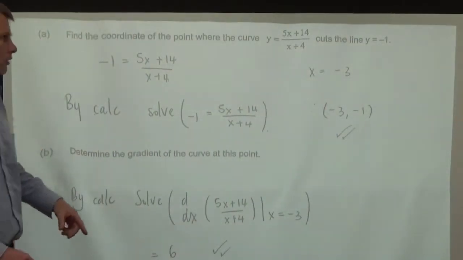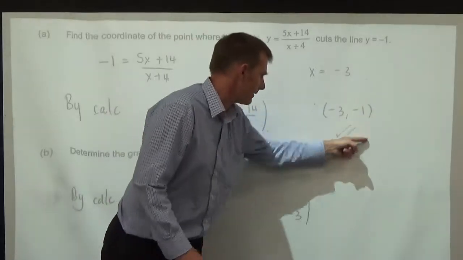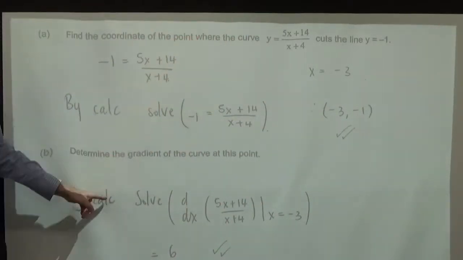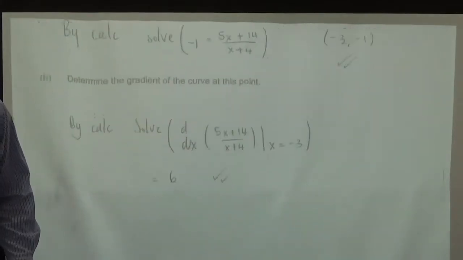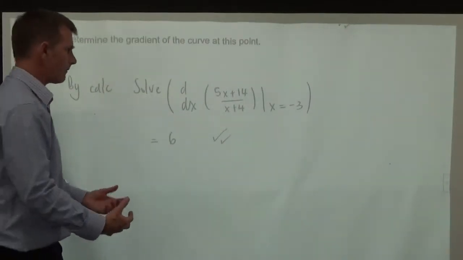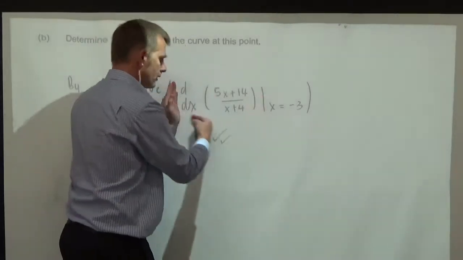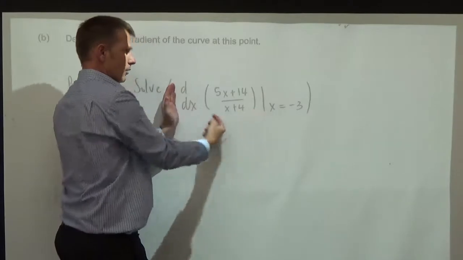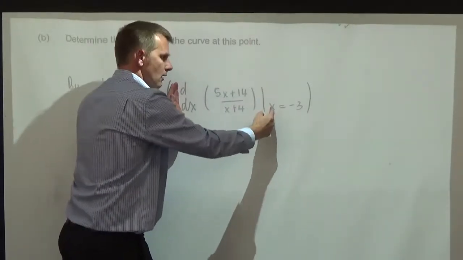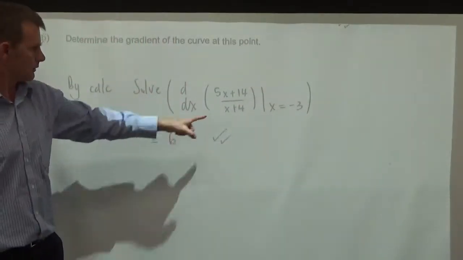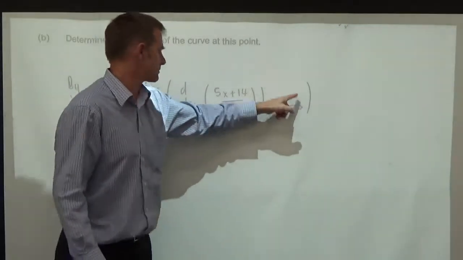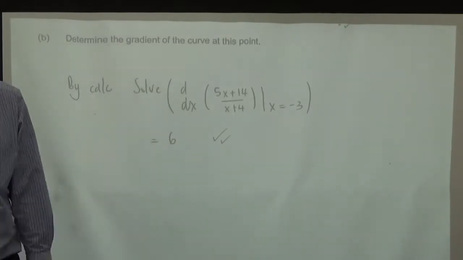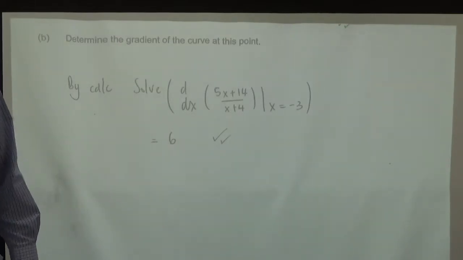Determine the gradient of the curve at this point. So we're talking at this point here. Well, that means I'm going to have to take the derivative of that one. What have I done here? Solve. I'm telling the calculator I want you to solve this for me. I want you to solve the value of the derivative. d dx is the derivative. Solve the value of the derivative when x equals -3. So it's going to do the derivative of this and then substitute in x equals -3. Answer came out at 6. If you're good with your calculator, 20 seconds and you're there on that one.